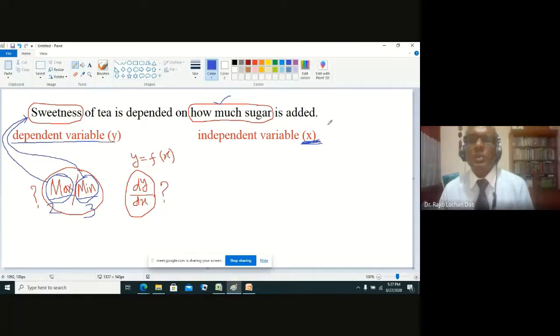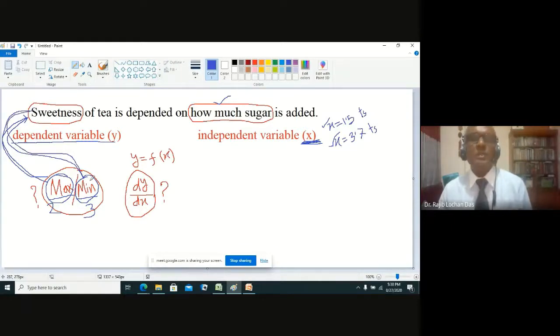Say you can say x equals 1.5 tablespoon of sugar, maybe possible. If you think no, this is not maximum, maybe I will put 3.7 tablespoon of sugar. Yes, possible. So different x values may be considered in this example. For different x values, the maximum will be sweetness, the minimum will be sweetness.